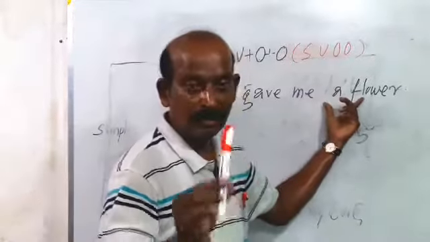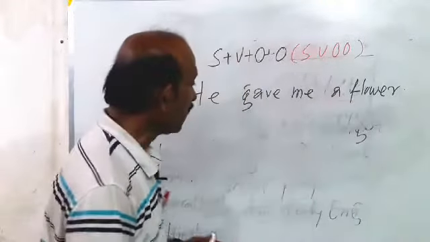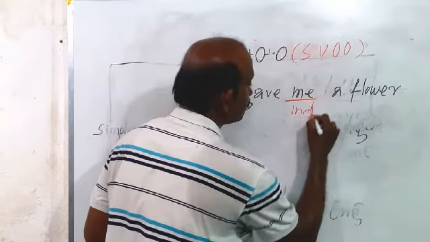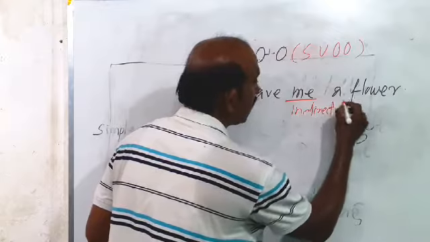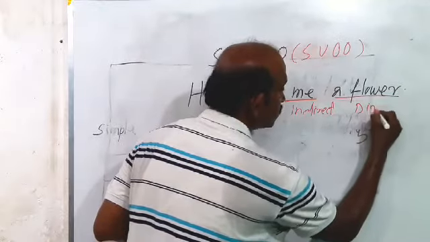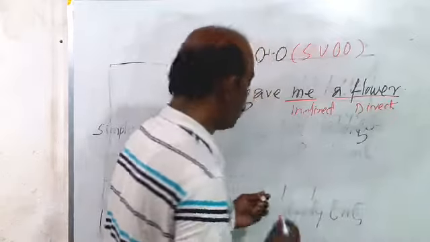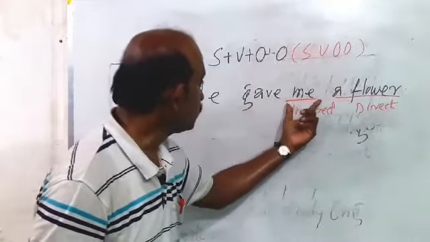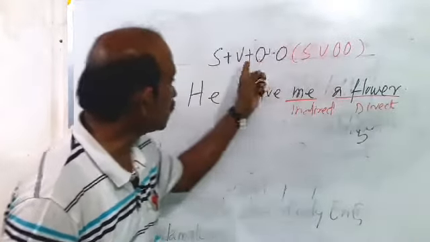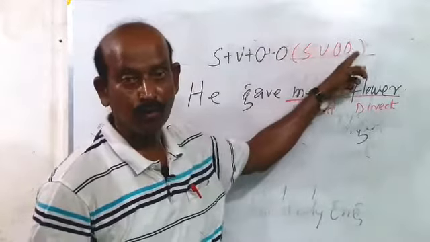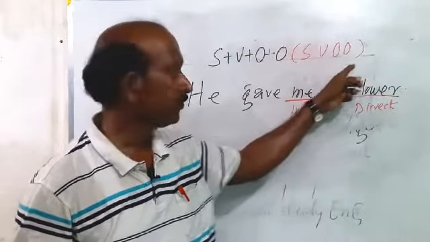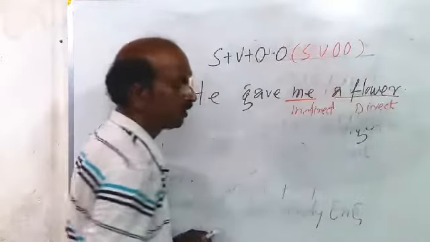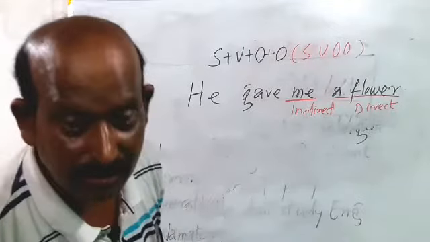A flower. He gave me a flower. Flower is also another object. This object, me, is called the indirect object, and a flower is the direct object. Here gave is the verb, me is one object, a flower is another object. So this pattern is known as SVOO. Here this is the indirect object and this is the direct object. Am I clear? Then follow, I will give another example.